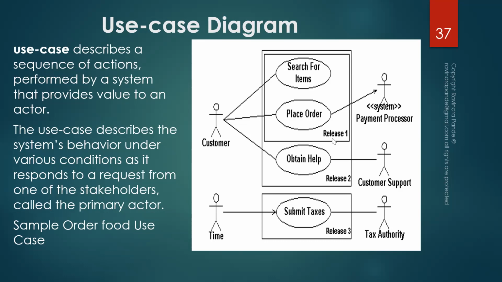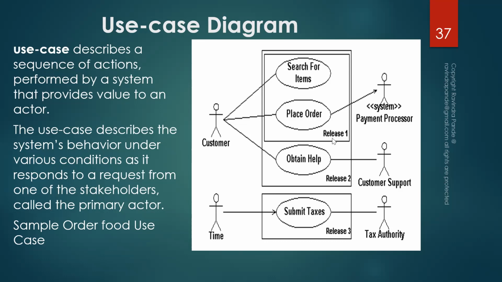Including the developers, including the business analysts like us. So here we are trying to understand how the system will respond to a given user or a given stakeholder. And these are normally referred to as a primary actor and normally denoted on the left hand side of the diagram.